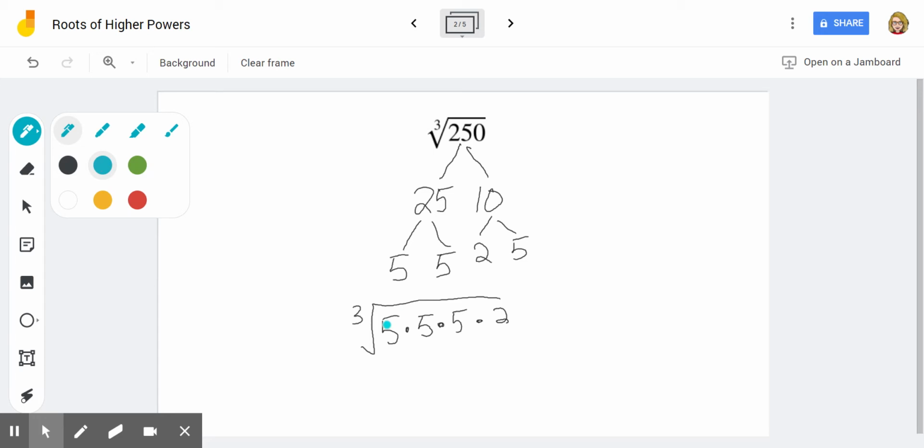And you look at what you have inside the root. So it's a cube root. My index is telling me it's a cube root, so I need groups of 3. And then this works the same way it did before. So now for every 3 that you have inside the root, 5 gets to come out, and the rest cancel. So I have 5 cube root of 2, and that is my final answer.